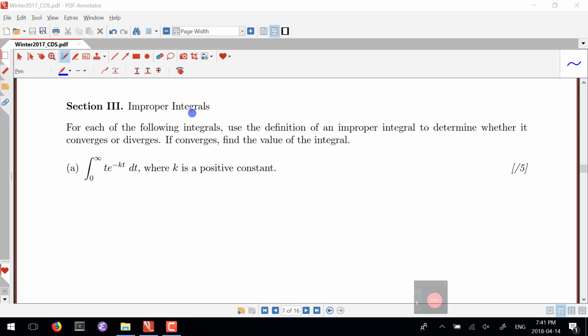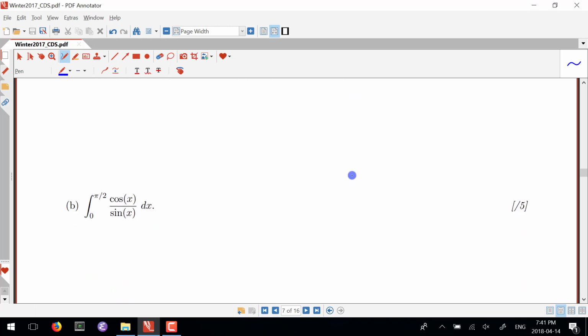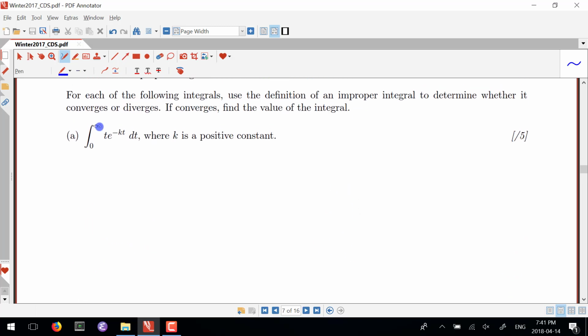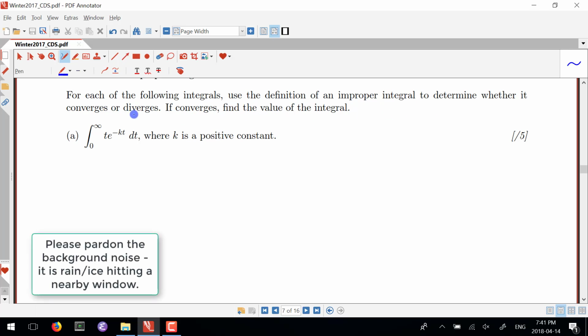In this video, we'll present the solutions to section 3 from the 2017 exam. This is one of the top 3 questions selected from the long answer part. So for each of the integrals below, and there's 2 in this section here, we're going to compute their value if they exist, or if they don't exist, we'll say that the integral diverges.